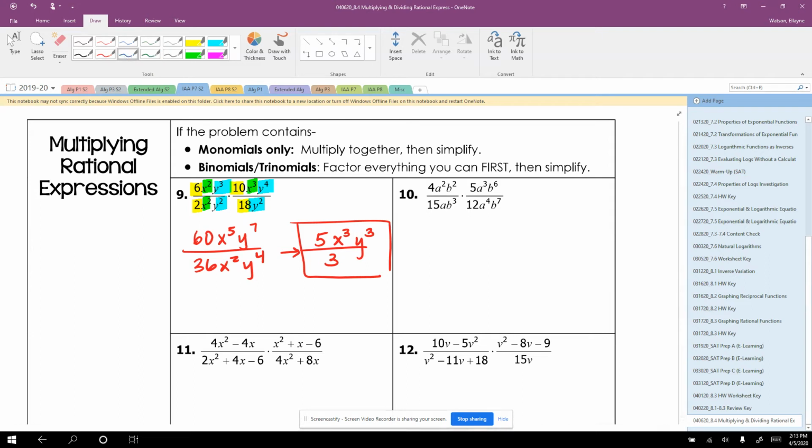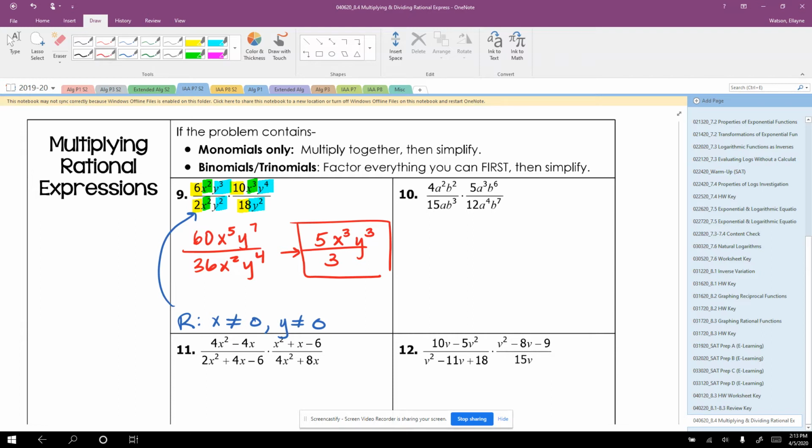And then don't forget your restrictions. X cannot equal, so you're going to look back up here. We didn't do any factoring, so you just want to set all those variables, any variable you have, even if you have more than one, set it equal to 0 and solve. In this case, you set that equal to 0, you just get x cannot equal 0. You also get that y cannot equal 0.